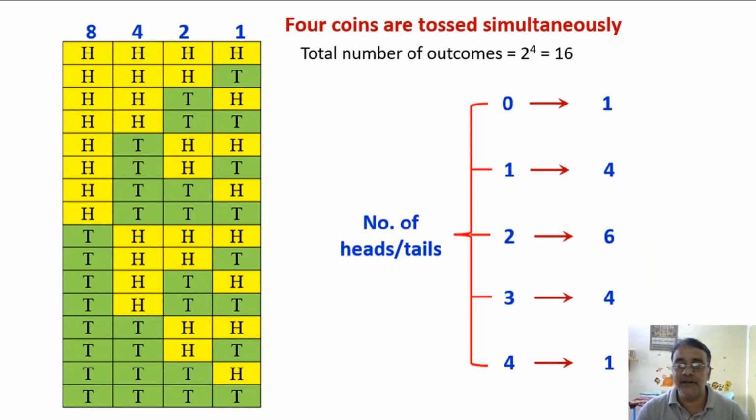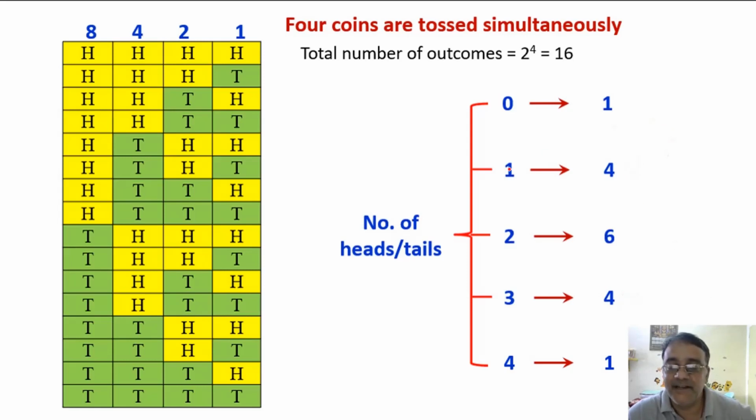Next question. What is the probability of getting either 1 head or 3 heads? 8 by 16. You have to add 4 and 4. Right. Okay.